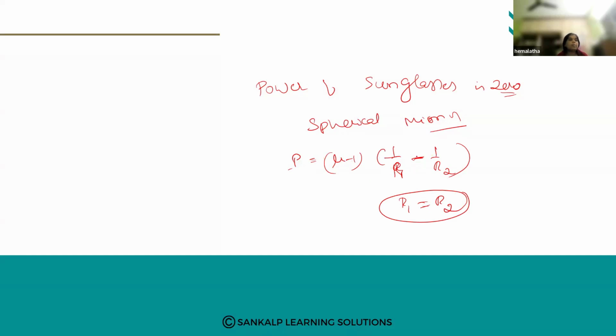So r1 and r2 cancel, which means it comes out to be 0. So that is how it is.